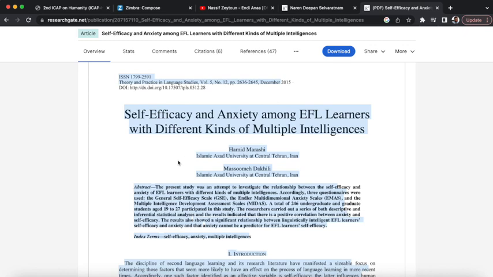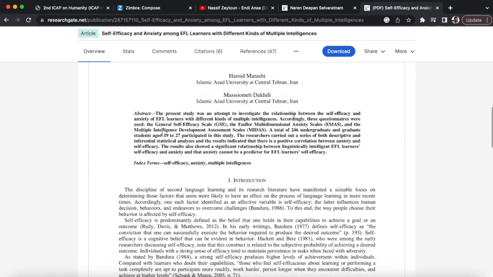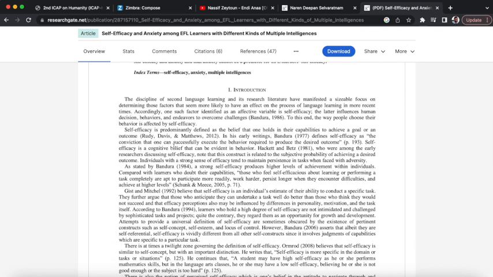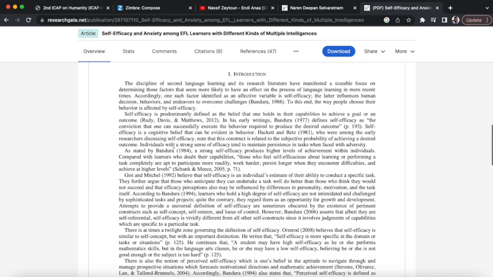I'm going to just read this a little bit to see whether I have any important information. It says the present study was an attempt to investigate the relationship between self-efficacy and anxiety of EFL learners. Okay, that's fine. Seems like good information for me. So now I need to first understand what self-efficacy is.